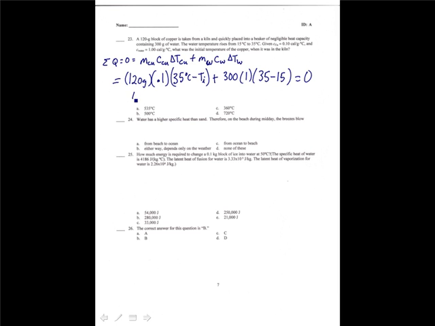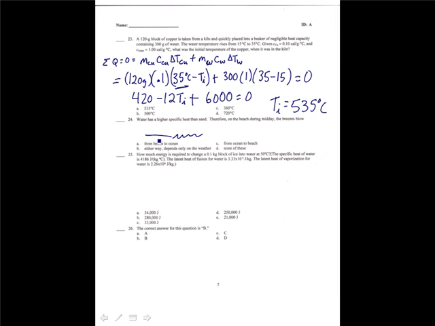This gives me 420 minus 12 Ti, which comes from this first term, just distributing that 120 times 0.1 across this, plus 300 times 1 times 20, which is 6,000. That's equal to 0. And if I solve this, Ti is equal to 535 degrees Celsius. You have to be careful with your signs on this and make sure that you get the right final temperature here. Water has a higher specific heat than sand, therefore on the beach during midday the breezes blow what?